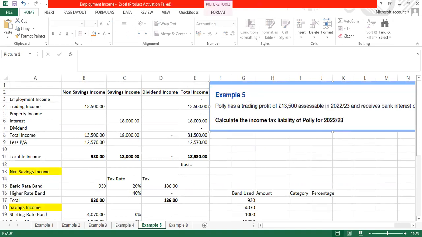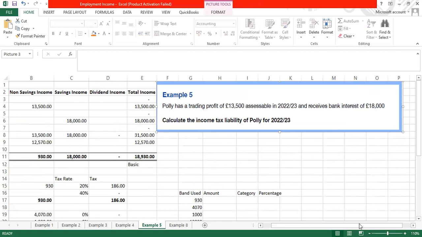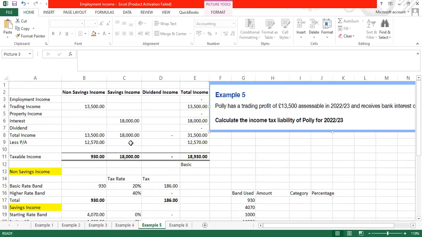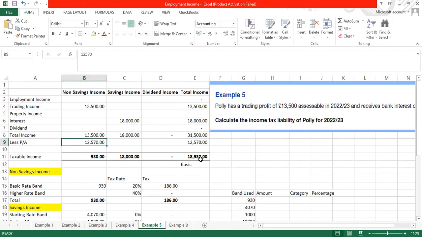So if you see here now, employment. Here Polly has a trading profit of 13,500. And the bank interest is 18,000 pounds. So after deducting the personal allowance, total taxable income is 18,930. Again, it's a basic rate taxpayer. The reason is Polly's total taxable income is less than 37,700, that is the basic rate band. So it is a basic rate taxpayer.